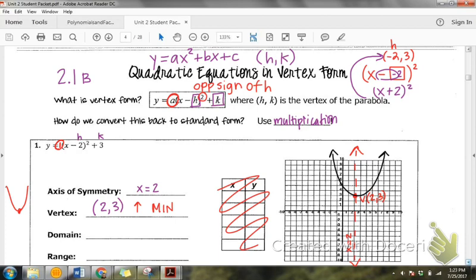So now we're going to talk about your domain and the range. Does anybody remember what domain means? All the x's, right? And then your range is all of the y's. So if we're thinking about our domain here, this one's kind of hard to visualize, okay? So it's asking us which x values does this parabola touch?